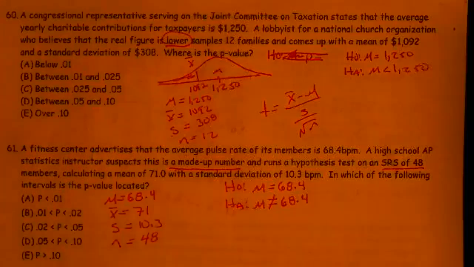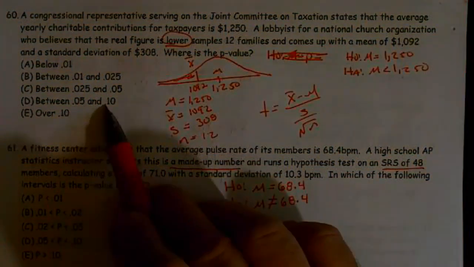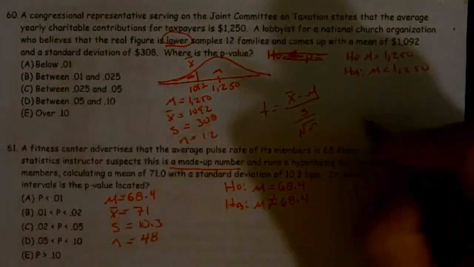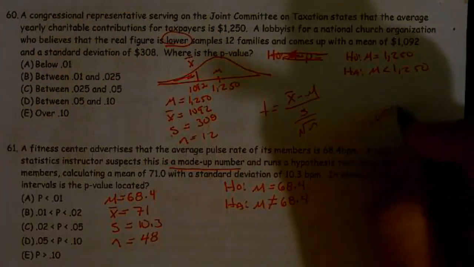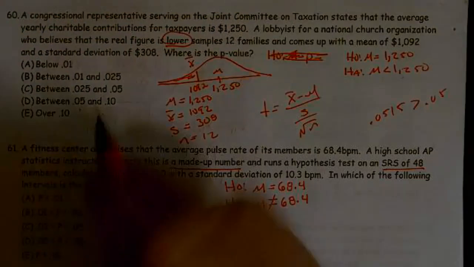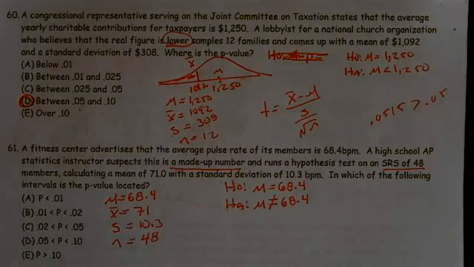And I end up getting a p-value of 0.0515. So 0.0515 falls between 0.05 and 0.1, because 0.0515 is greater than 0.05. We have to be greater than that, but we're definitely less than 0.1. So our answer choice is 60. It happens to be letter D.